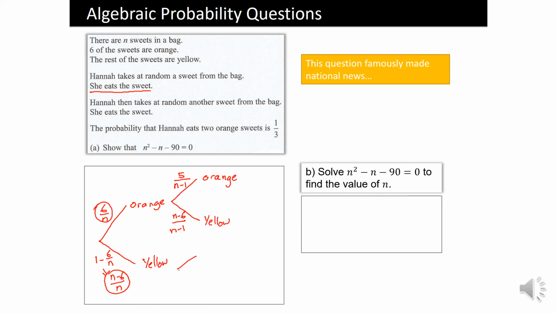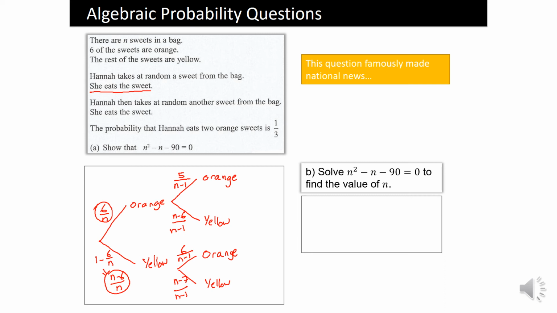So now I go into the yellow ones. So we've got orange. Now there's still 6 orange sweets, that'll be 6, and it is out of n minus 1 now. And yellow. So we had n minus 6, we've now got n minus 7, and we've got a total of n minus 1. So we've got our probabilities of each branch. We can now see what we need to work out.